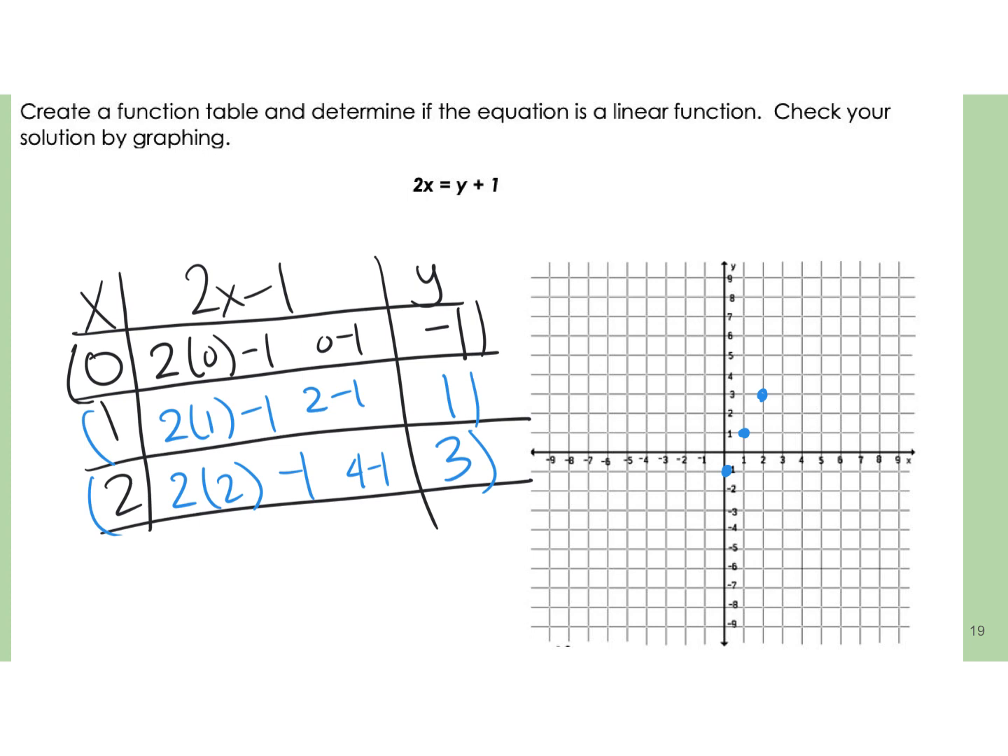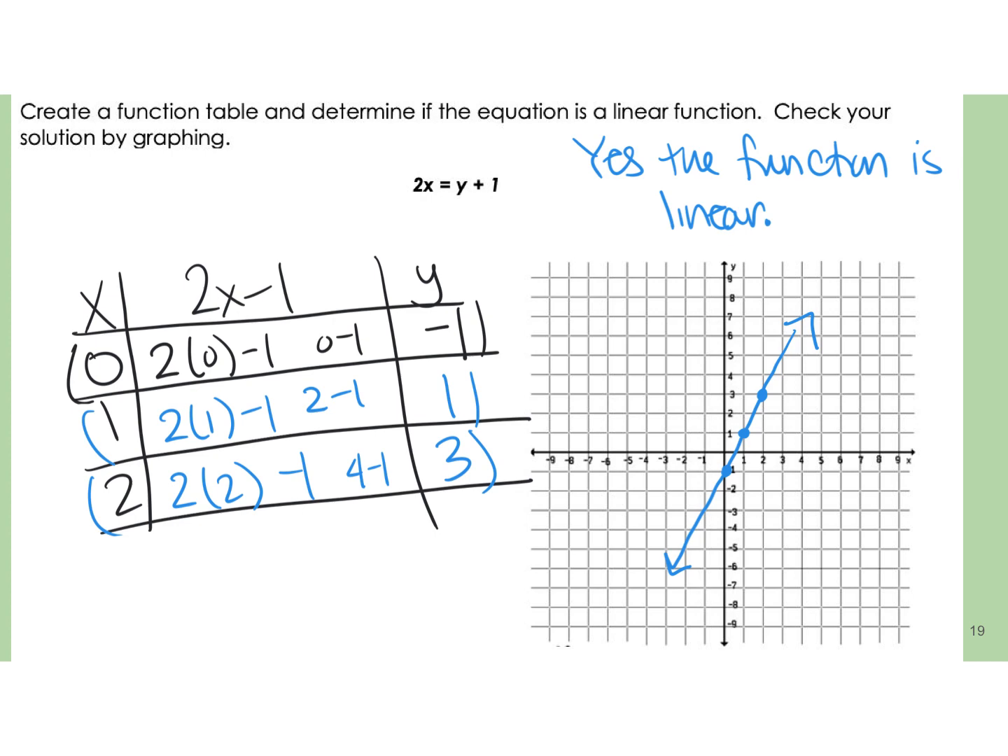If I connect those points, remember, lines are long and have arrows. Yes, this is linear. Yes, the function is linear. They didn't ask me for a reason, so I'm not giving them one. But if you want to, the graph is a straight line. If you wanted to find slope 3 ways, you could, and you would get a slope of 2.